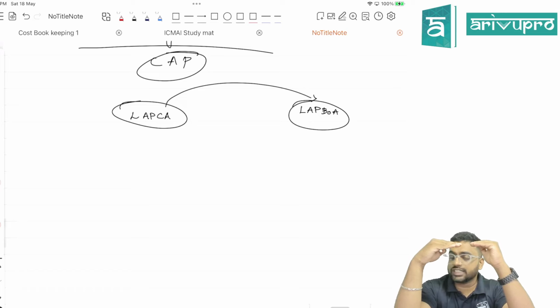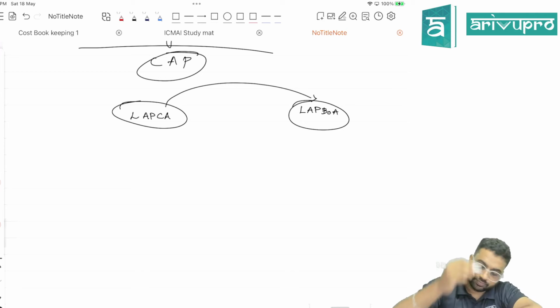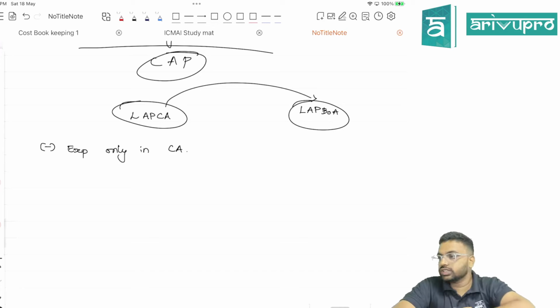But here what happened, sir? In cost accounts we showed more expense, so more loss. Now what should you do? Reduce the loss. Minus expenses only in cost accounts.